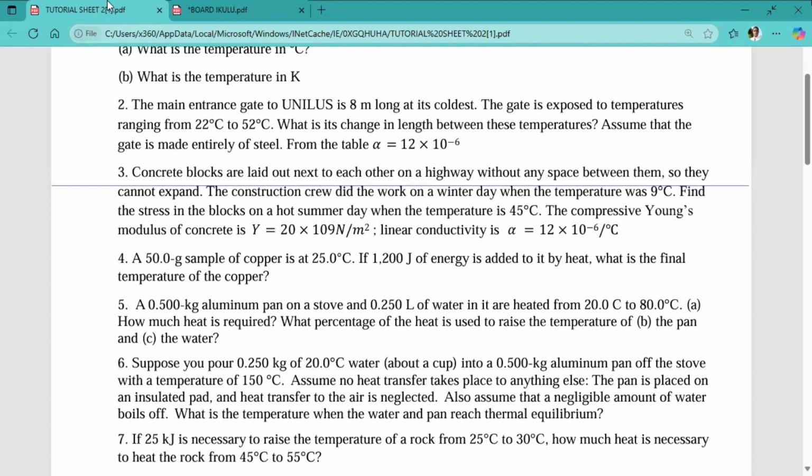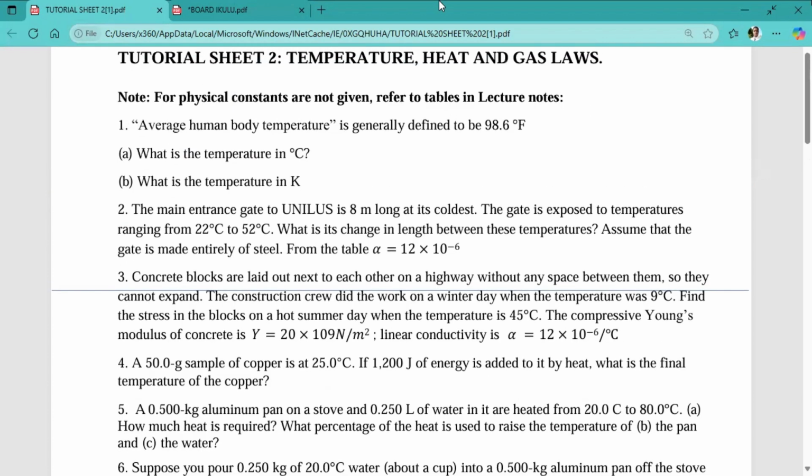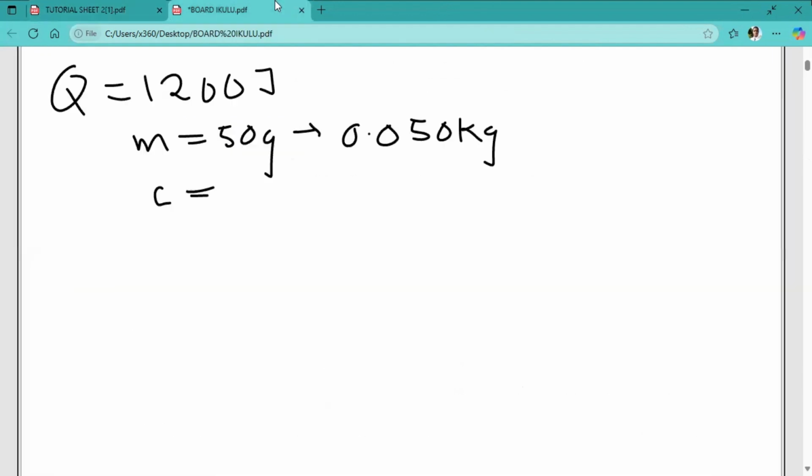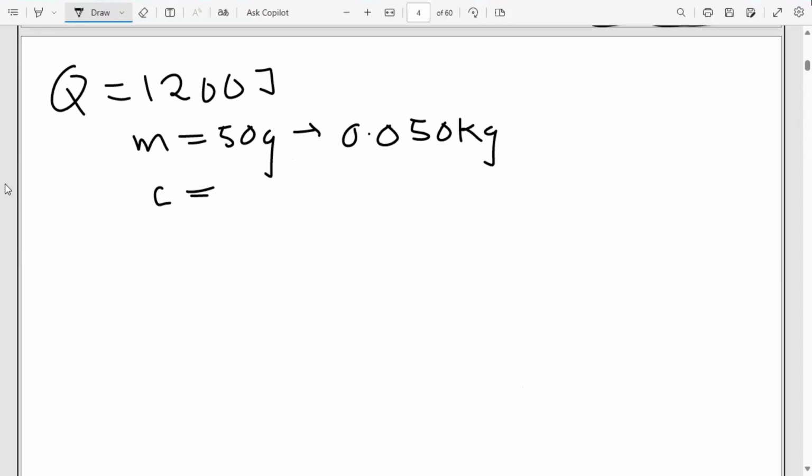Then we have the C of copper, which is the specific heat capacity. They didn't give us the specific heat capacity, but at the top it says that for physical constants that are not given, you should refer to tables in your lecture notes. So we're going to get the specific heat capacity of copper directly from your lecture notes, which is approximately 385 joules per kg degree Celsius. And then we also have the change in T.